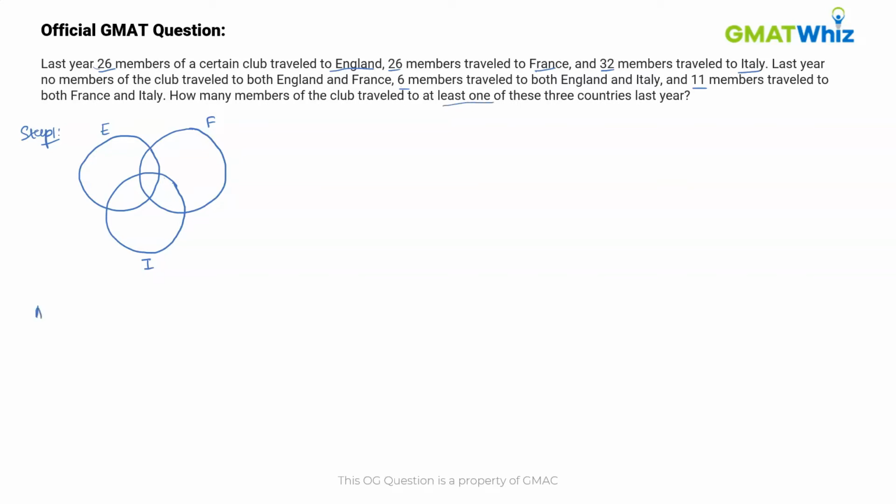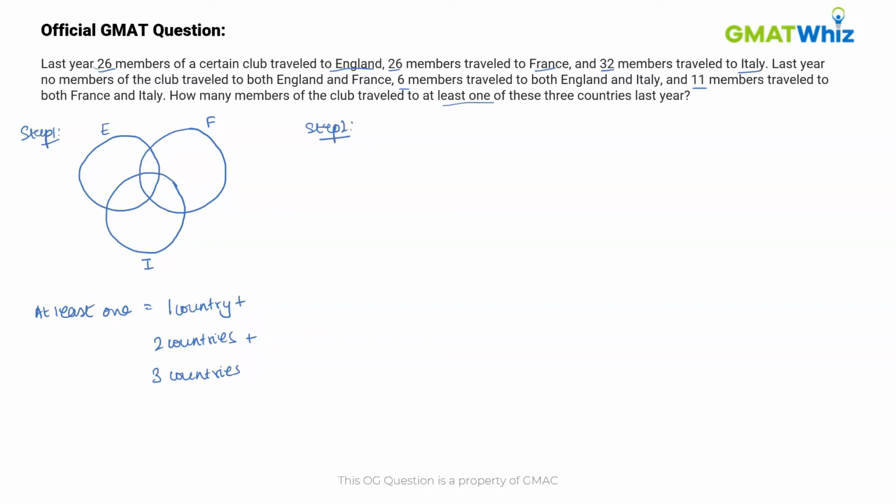Now, what do you understand by the term at least one? This means that we have to find the number of members who traveled to one country plus the number of members who traveled to 2 countries and the number of members who traveled to 3 countries. So, let's move on to step 2 and understand the methodology.